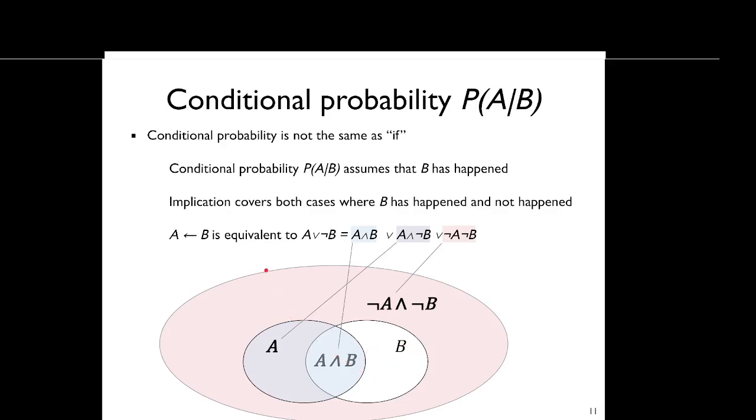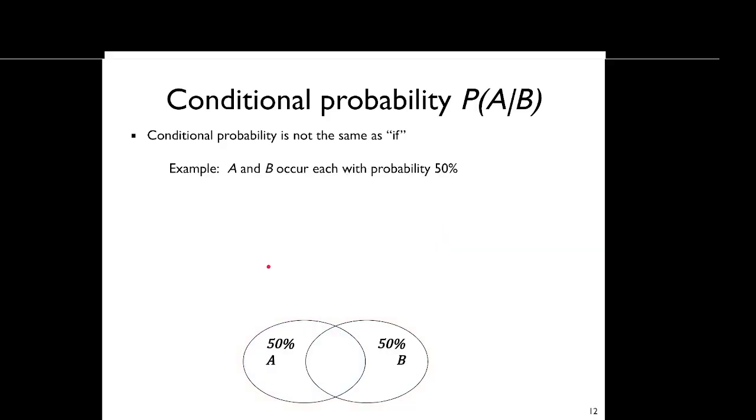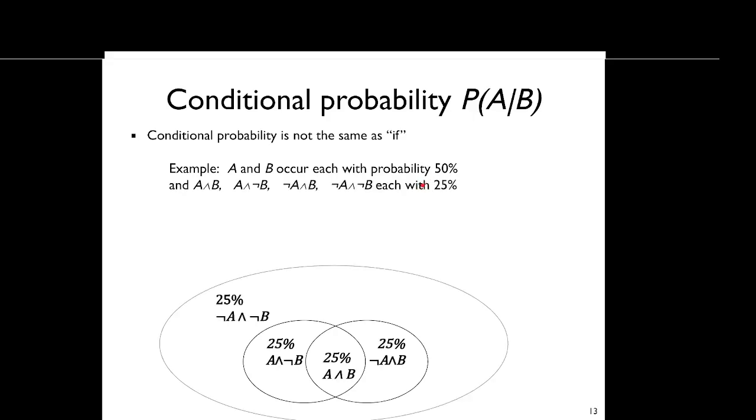Now, those probabilities are really different, and let's just take a quick example to demonstrate that concretely. So let's assume that A and B both happen with 50%. And let's say that A and B together happen with a likelihood of 25%. A and not B happens with 25%, not A and B happens with 25%, and that both of them are not happening has a likelihood of 25%.